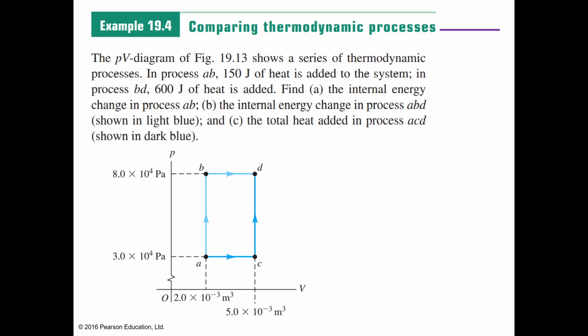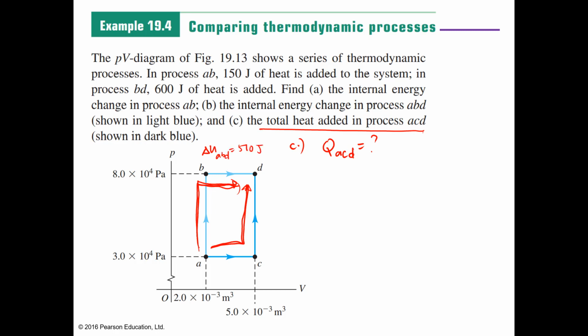The total heat added in the process ACD. So what we need to find in letter C is the total heat added in the process A, C, D. So meaning, you did not pass through the upper path, you passed through the lower path, A, C, and D. We know the internal energy change for the upper path, delta U ABD, is equal to 510 joules. So what is QACD?